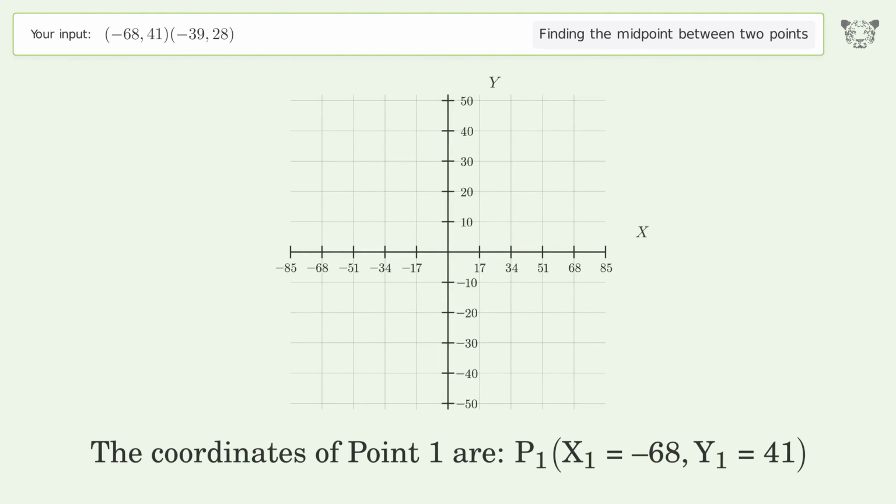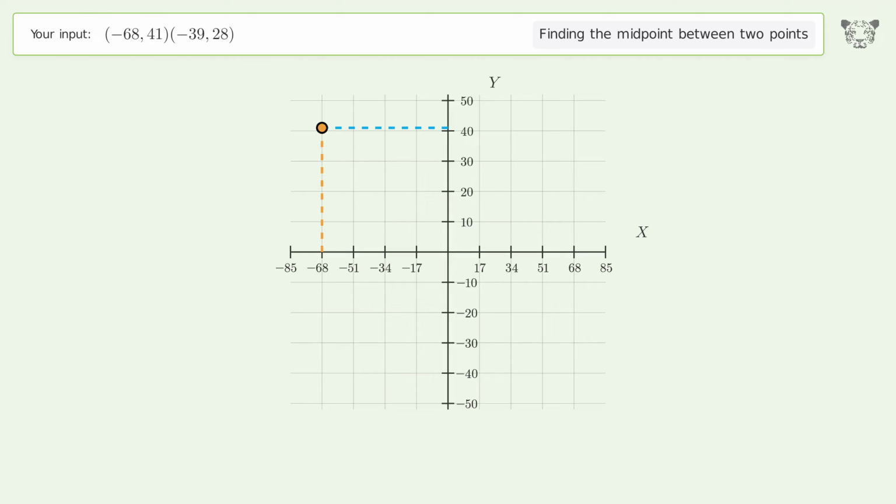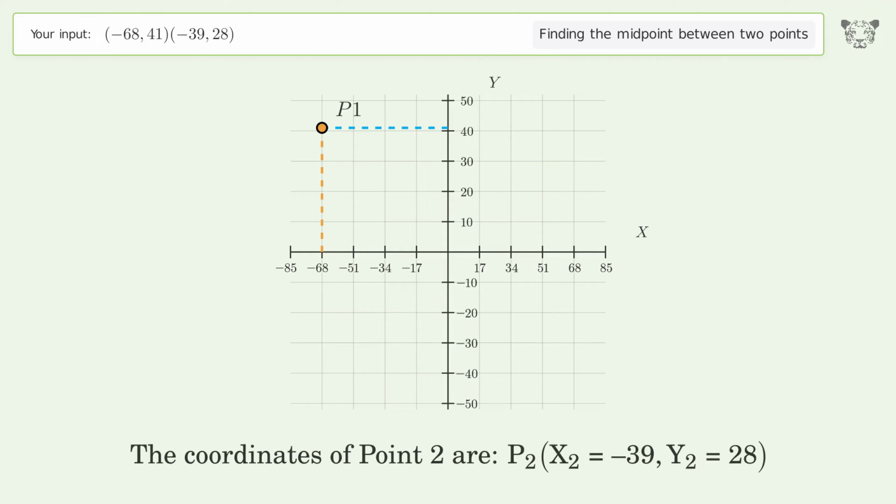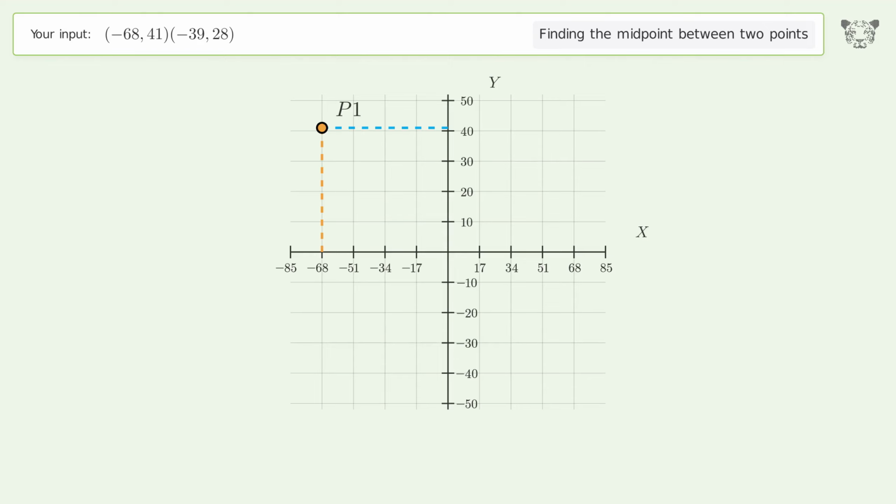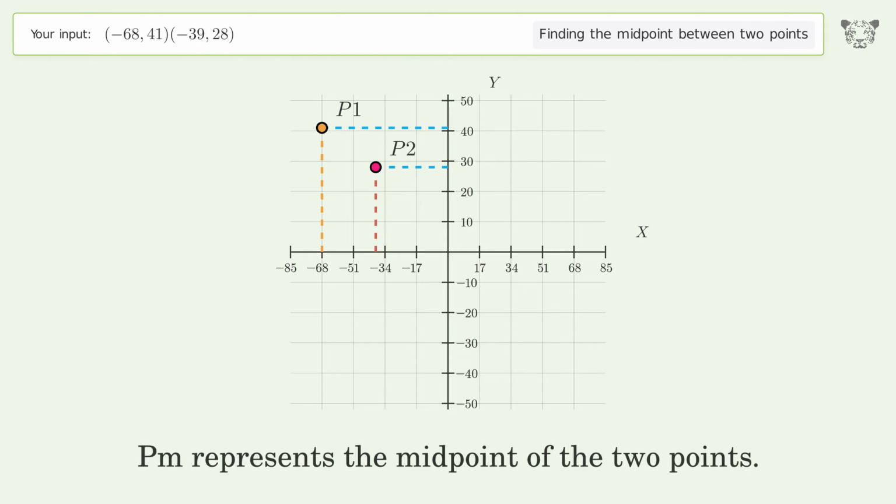The coordinates of point 1 are, x1 equals negative 68, y1 equals 41. The coordinates of point 2 are, x2 equals negative 39, y2 equals 28. PM represents the midpoint of the 2 points.